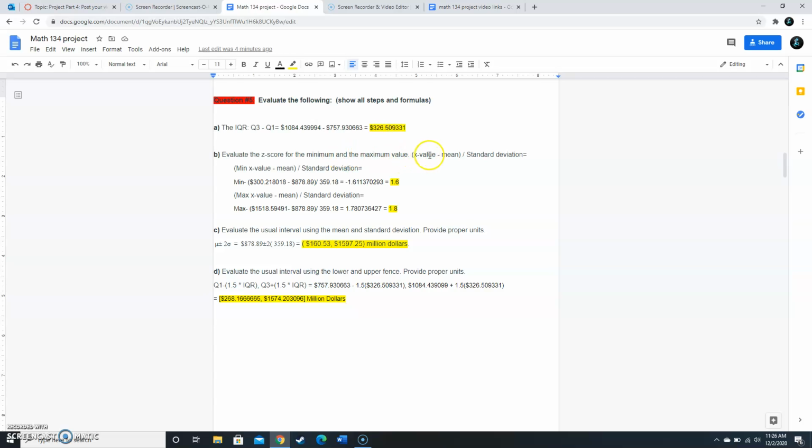The equation for this was the x value minus the mean divided by the standard deviation, and I did this for the minimum and the maximum, and my z-scores were 1.6 for the minimum and 1.8 for the maximum.